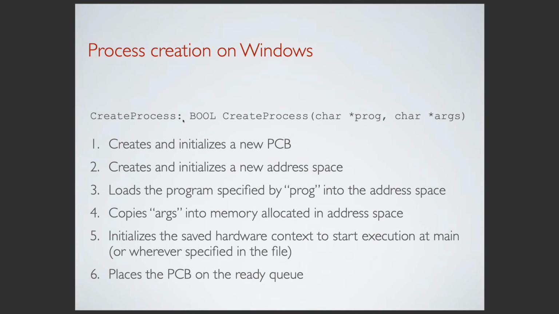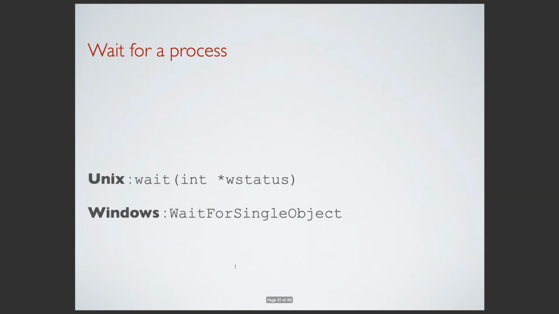They have something called CreateProcess on Windows, and this behaves as a spawn, meaning it creates and initializes the PCB, it creates and initializes a new address space, it loads the program into the address space, and copies the arguments into the memory. Okay, it's going to be the same arguments, but the context is something you can tweak inside the command. And then it places the PCB on the ready queue. That doesn't change. Okay, other stuff, just as a recap, you can wait for the process.